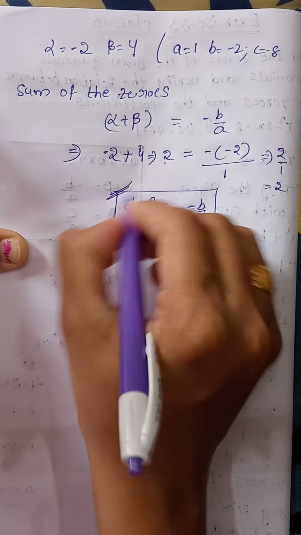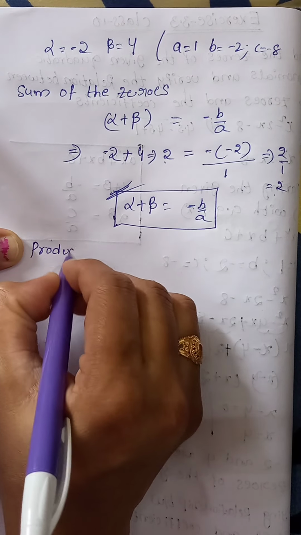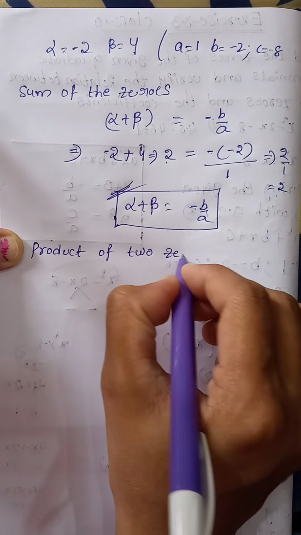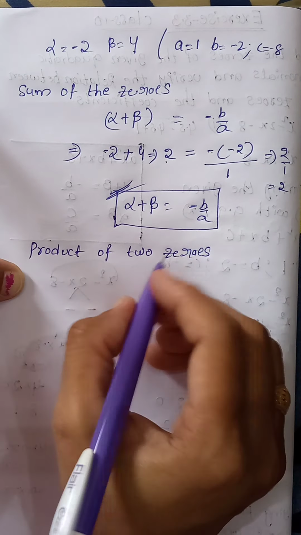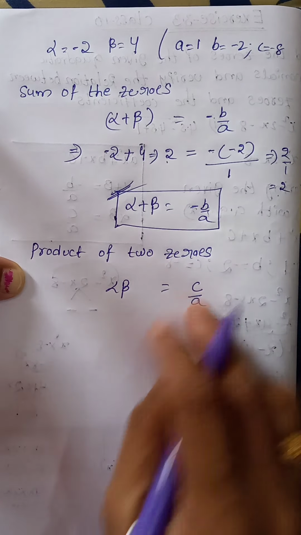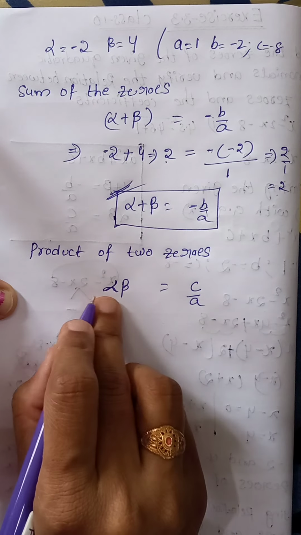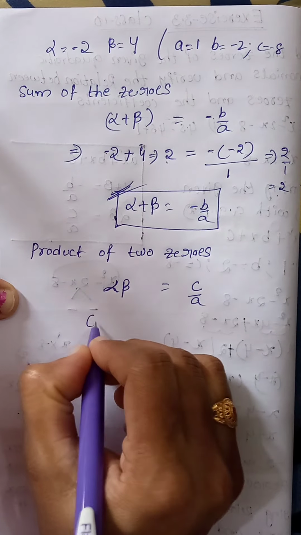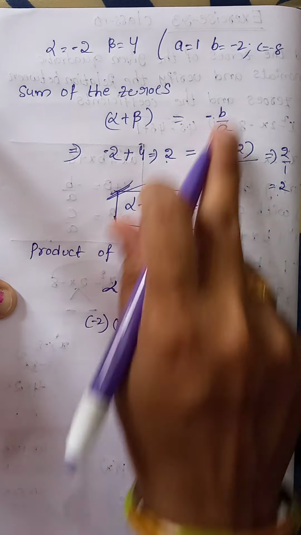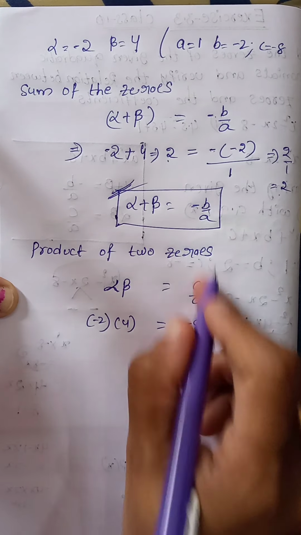Okay. Now the product of two zeros. Alpha beta equal to c by a. The relation is c by a. Now we need to check what is the alpha value. Minus 2. Beta value is 4. Equal to what is the c value? Minus 8. Next divided by what is the a value?